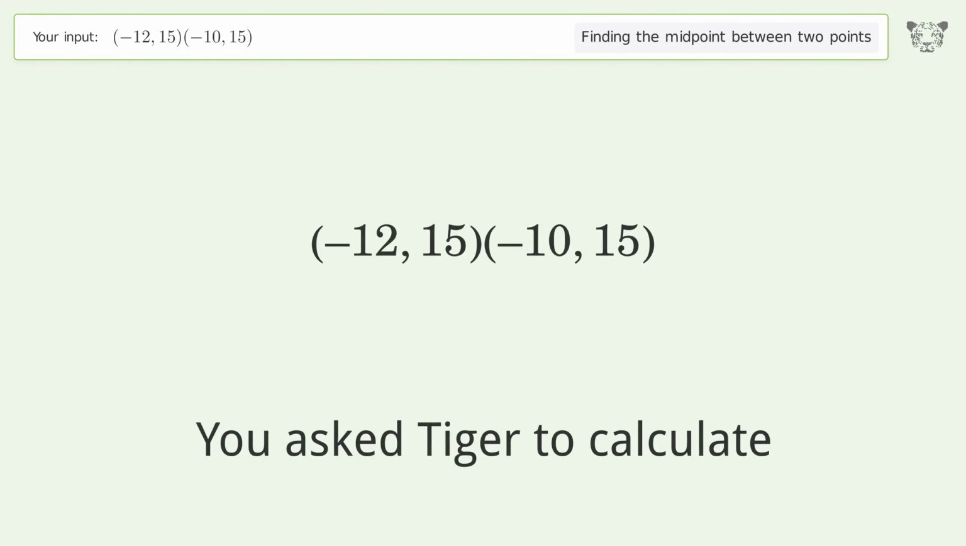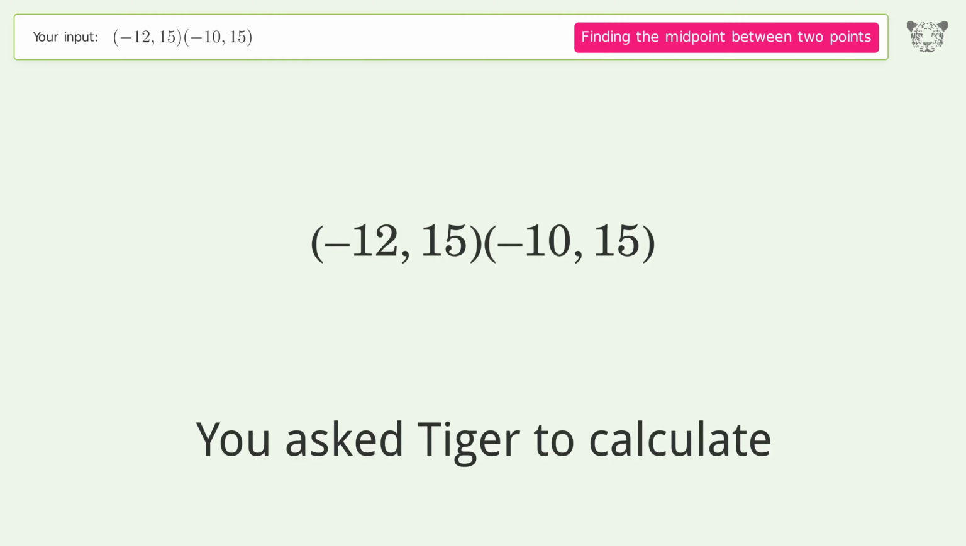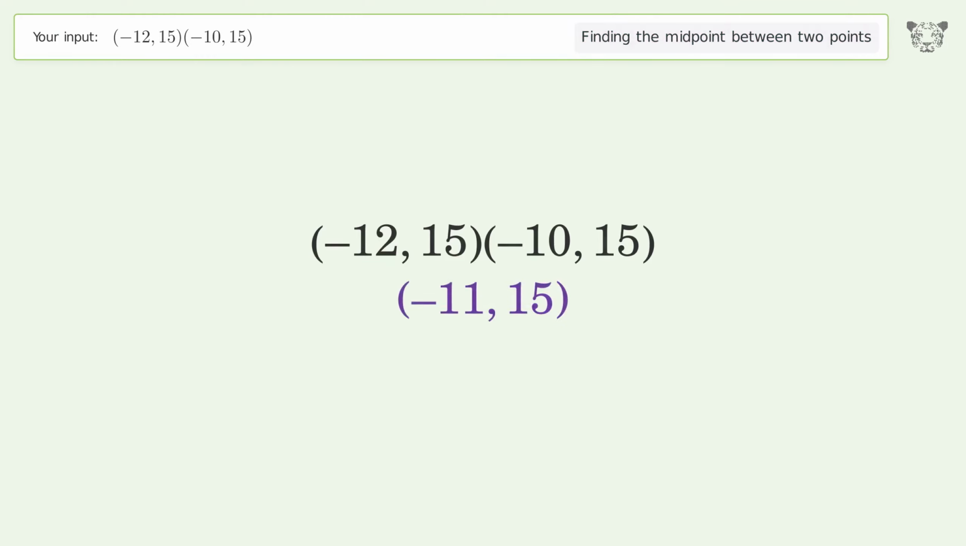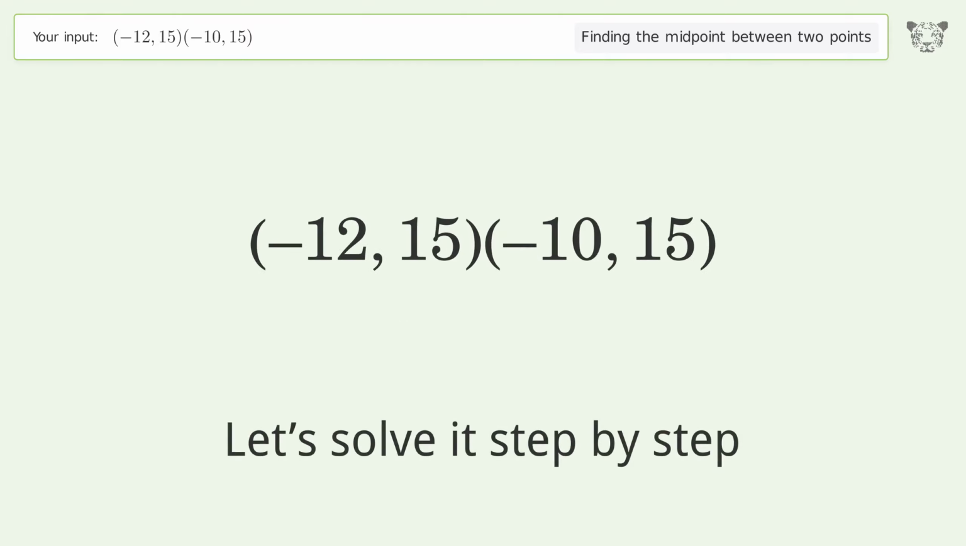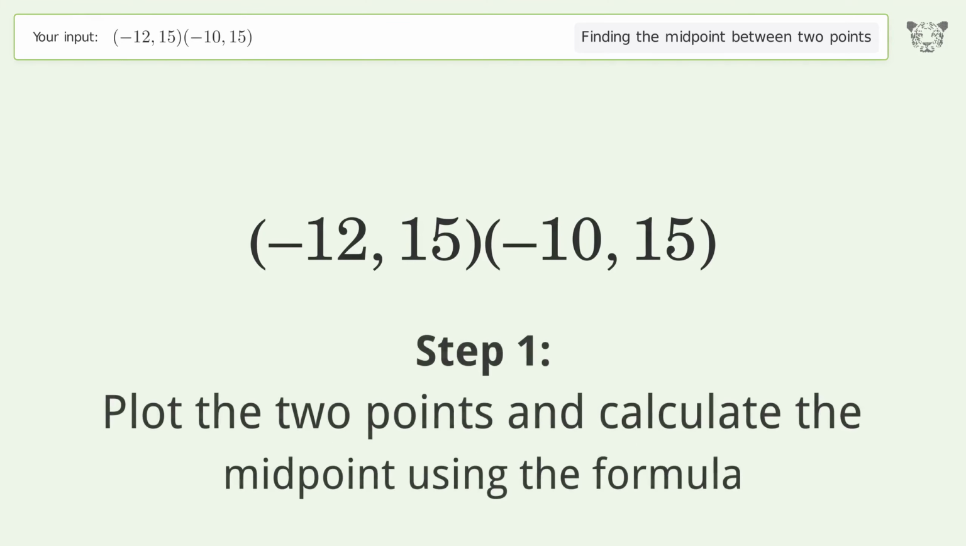You ask Tiger to calculate. This deals with finding the midpoint between 2 points. The midpoint between the 2 points is -11,15. Let's solve it step by step. Plot the 2 points and calculate the midpoint using the formula.